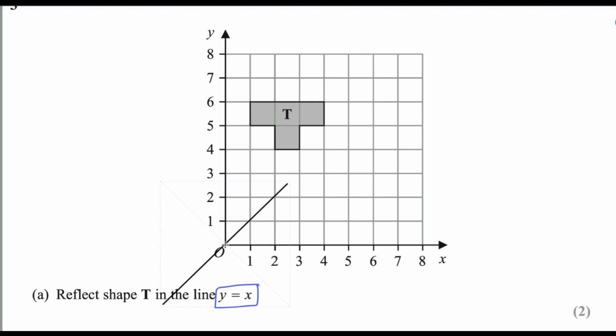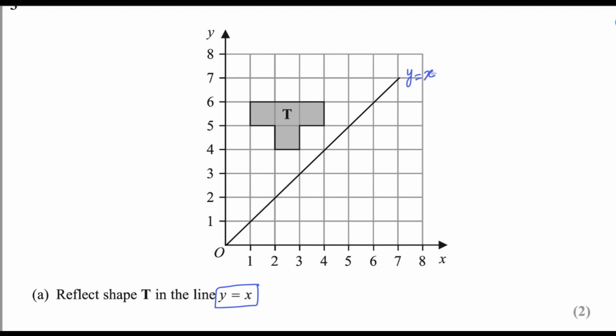So draw this line through this, from the origin. You must draw this with the ruler. So this is the line y equals x.